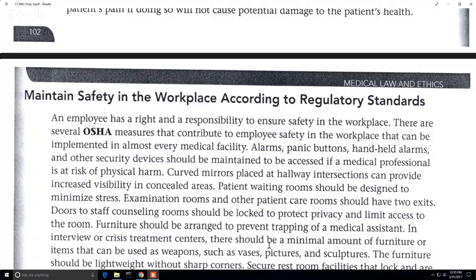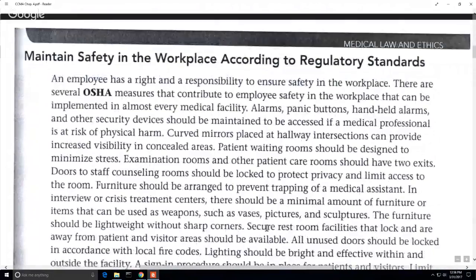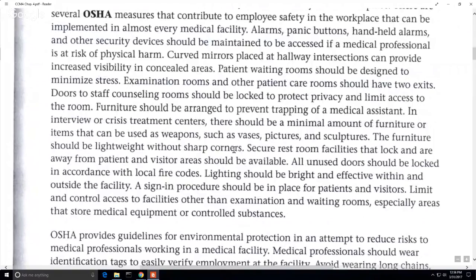Doors to the staff counseling rooms should be locked to protect privacy and limit access to the room. Furniture should be arranged to prevent trapping of a medical assistant in interview or crisis treatment centers. There should be a minimal amount of furniture or items that can be used as a weapon, such as vases, pictures, and sculptures. The furniture should be lightweight without sharp corners.